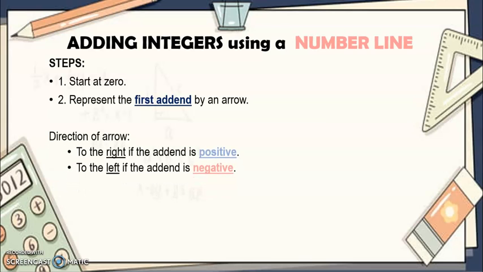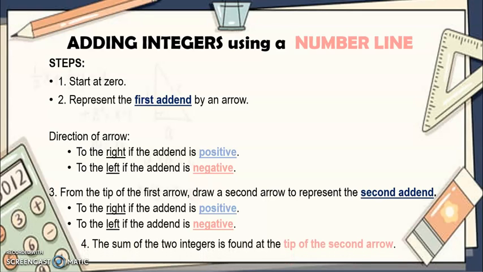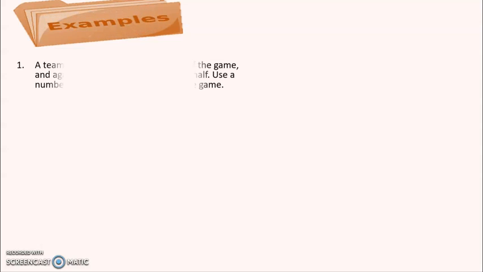Next, the direction of the arrow: to the right if the addend is positive, to the left if the addend is negative. Next, number 3, from the tip of the first arrow, draw a second arrow to represent the second addend. And again, to the right if the addend is positive, to the left if the addend is negative. Okay, so number 4, the sum of the two integers is found at the tip of the second arrow. Okay, so let's have now examples.